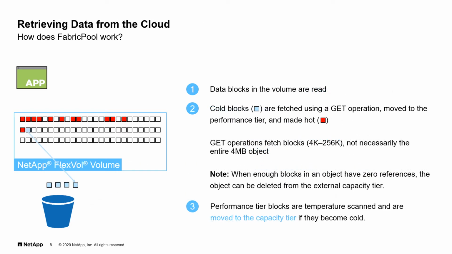Retrieving the data is also performed in a seamless manner by ONTAP. All retrieved cold data blocks are placed into the performance tier and marked as hot. Depending on the volume policy, these will then be auto-tiered back to cold if they remain unused again over the defined period of time. The entire 4 MB object does not need to be retrieved in full. The system can request from 4 to 256 kilobyte chunks, and once enough blocks have 0 references, either deleted or fully promoted, the object itself can be removed from the capacity object tier.